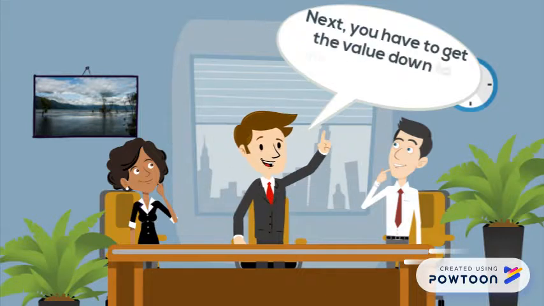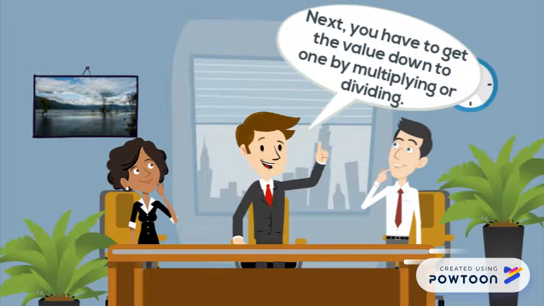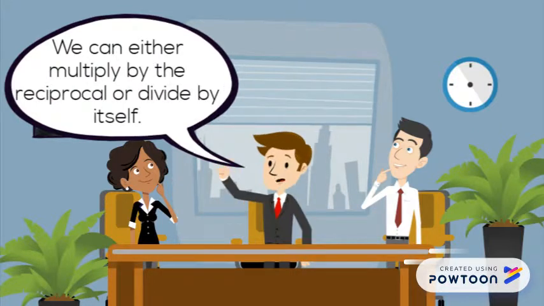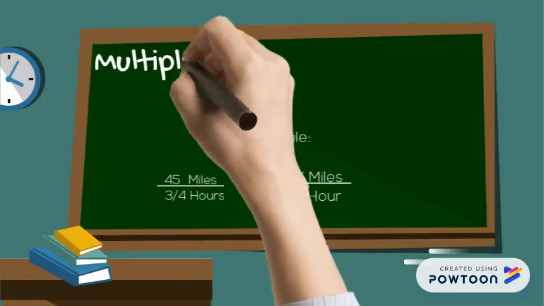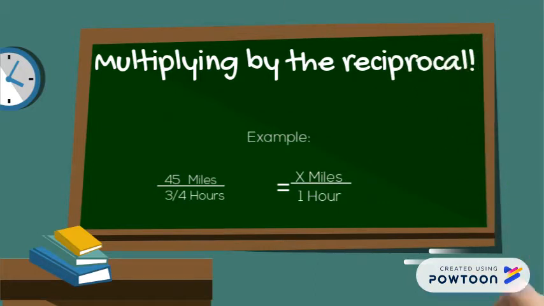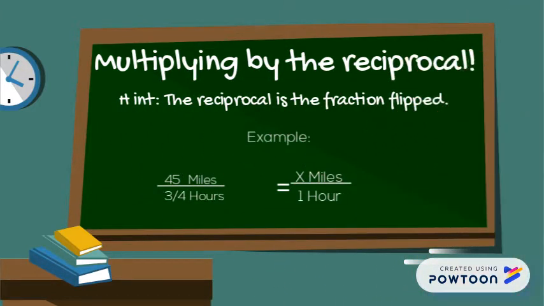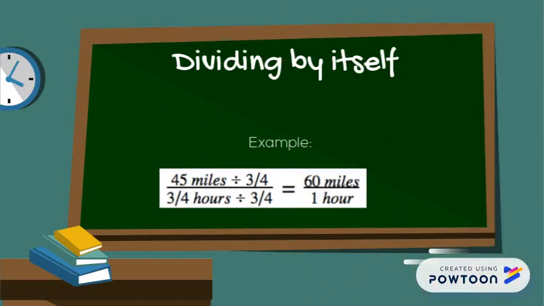Next, you have to get the value down to 1 by multiplying or dividing. We can either multiply by the reciprocal or divide by itself. To multiply by the reciprocal, you have to flip the fraction. For example, take 3/4 and change it to 4/3, then multiply 4/3 by the numerator and the denominator to equal 60 miles per hour. Or you can divide by itself.